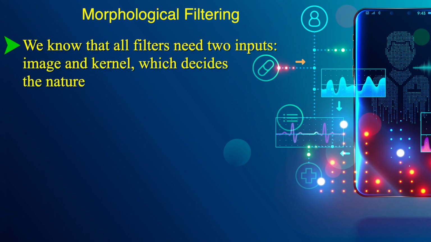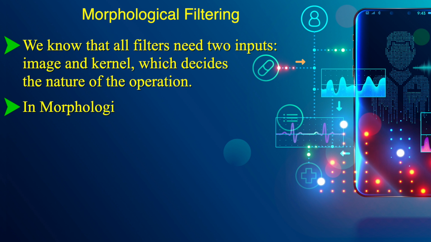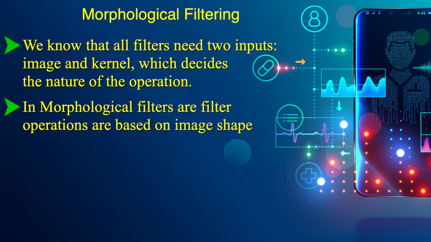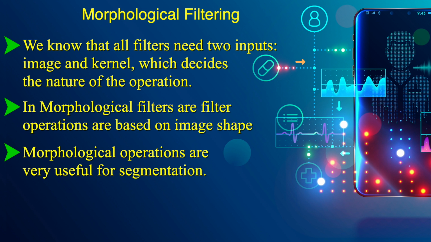Now the last kind of filtering that is very useful for image segmentation is called morphological filtering. Morphological filters are very useful for segmentation purposes, and the specialty of these filters is that their coefficients depend on the nature of the operation. The morphological filters are based on the shape and structure of the image, and that is very useful for segmentation.